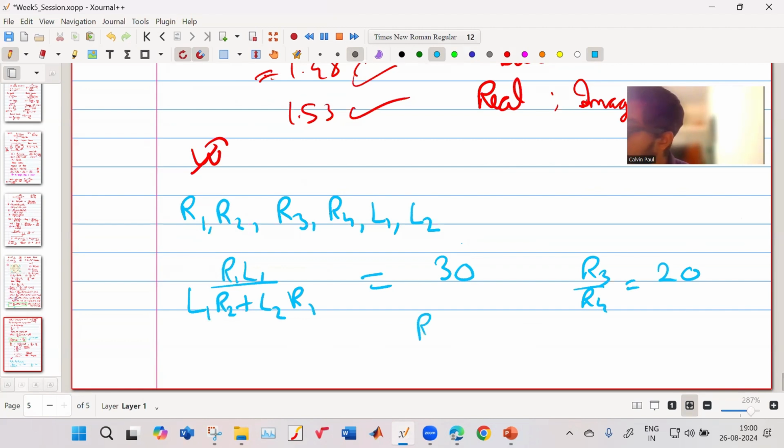So R1 L1 upon L1 R2 plus L2 R1 is not equal to R3 upon R4. So then balance condition is not possible.